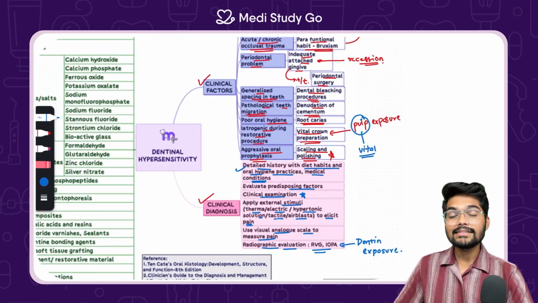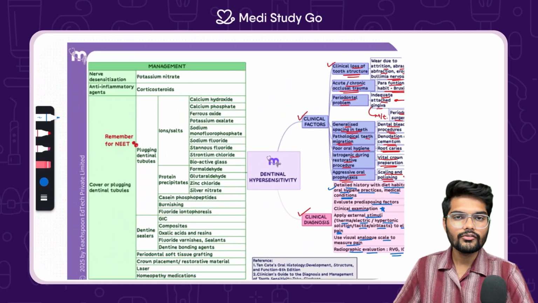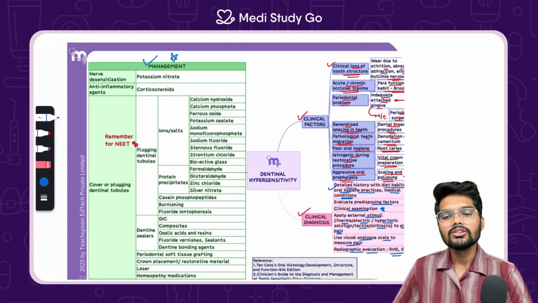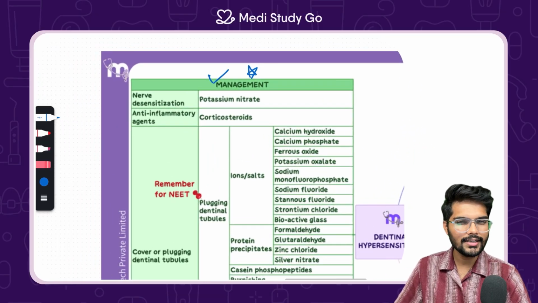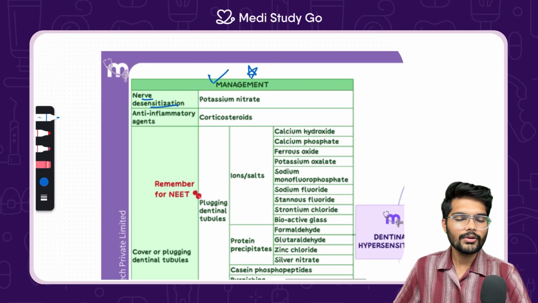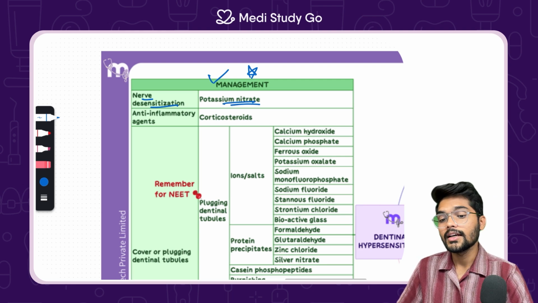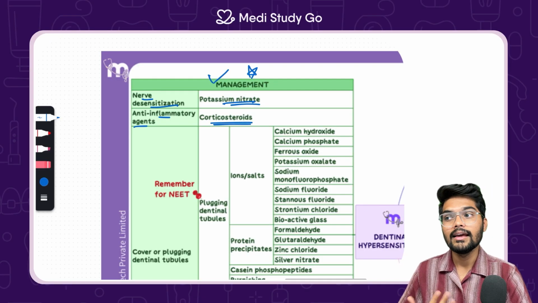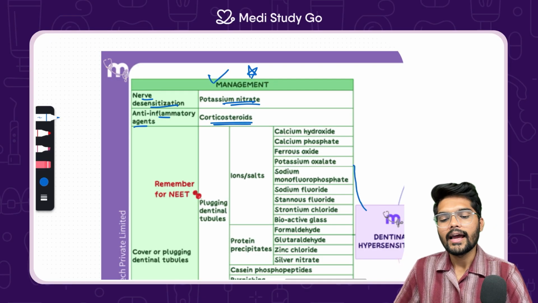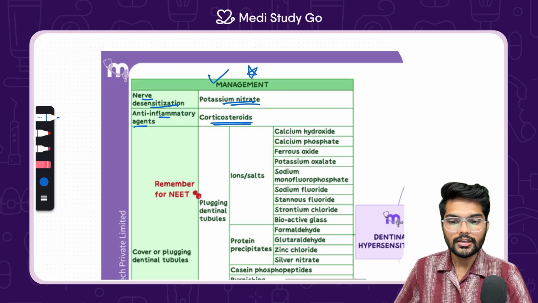Coming on next, let us study about the management or treatment of dentinal hypersensitivity. The first one we have is nerve desensitization, which sounds a little too aggressive, but can be done with the help of potassium nitrate. Other than that, we have anti-inflammatory agents, which is really just a cure to symptoms and not the actual reason. And that can be done with the help of corticosteroids.